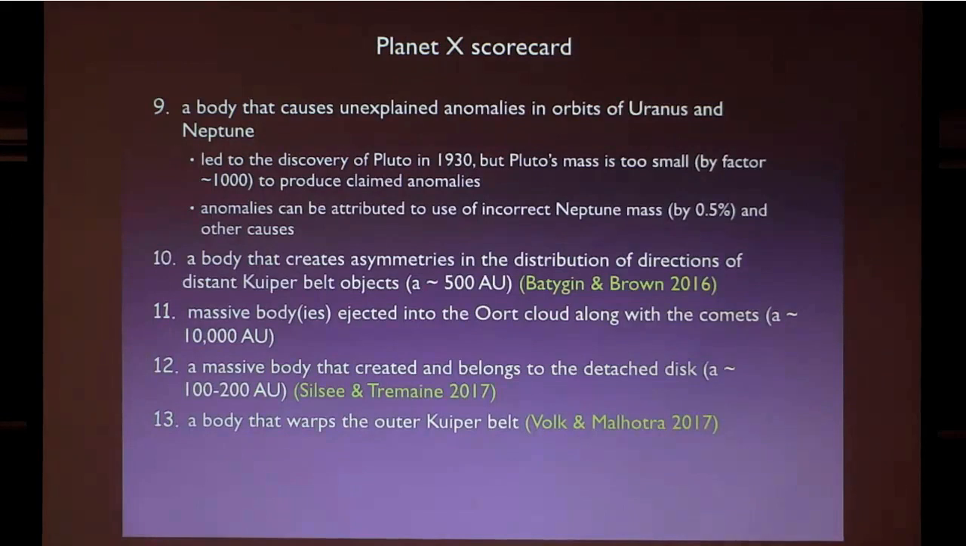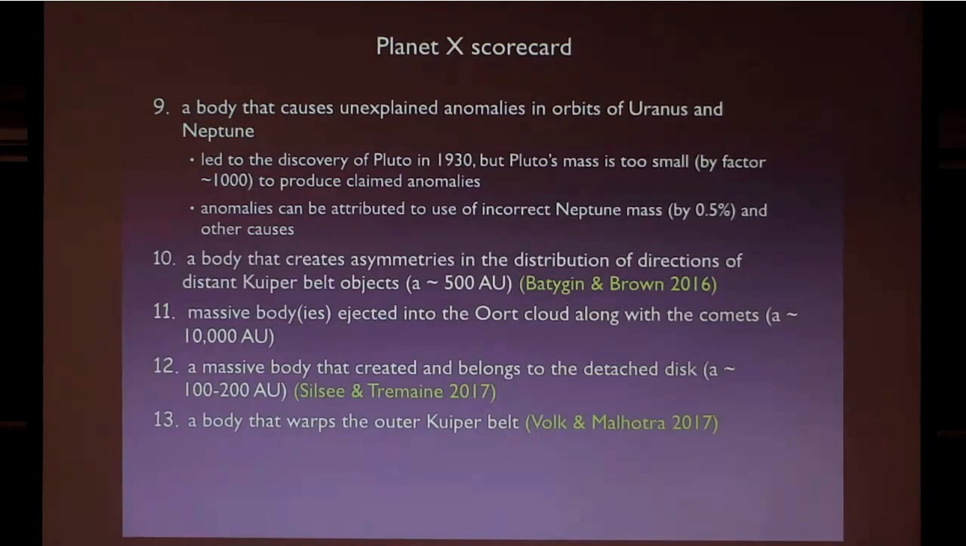Second possibility is the Batygin-Brown planet, something that causes asymmetries in the distribution of outer Kuiper belt objects. Third possibility, Planet 11, is a massive body that was ejected into the Oort cloud along with the comets. We've also discussed Planet 12, something that's a member of the detached disk.